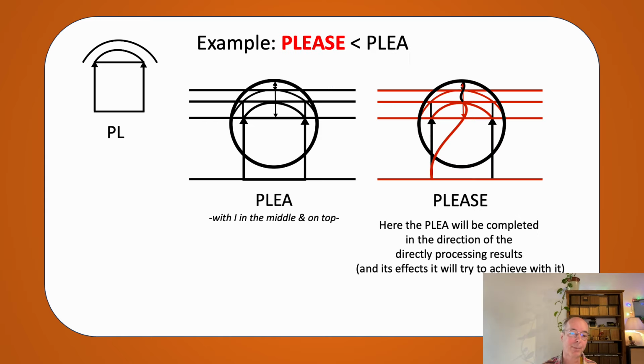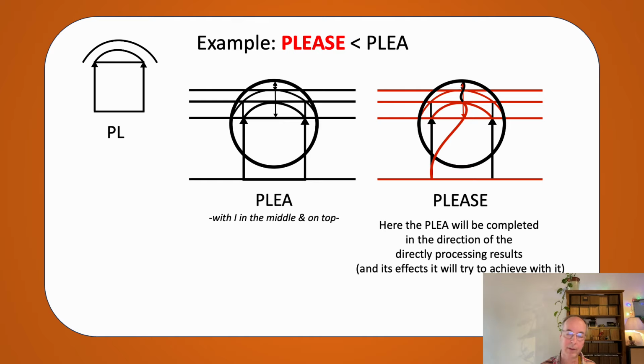And with the plea, this plea will be completed in the direction of all the processing results and all its effects that we want to achieve with it, as what expresses the S. If this is not satisfying enough, these last two letters, you can try yourself to make a better solution, but the most important thing is to understand what is underneath. Abstract words are not always so easy to express as when you express them better. They are a very good example of a symbolized form.